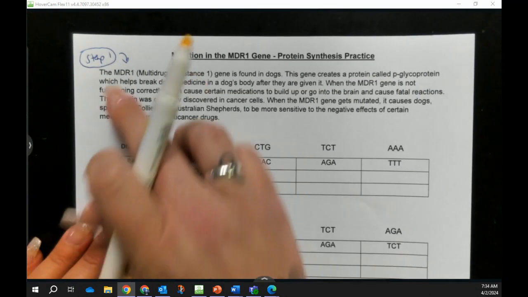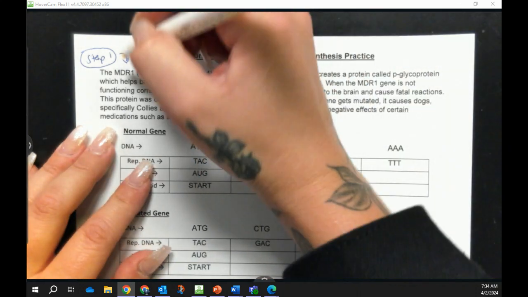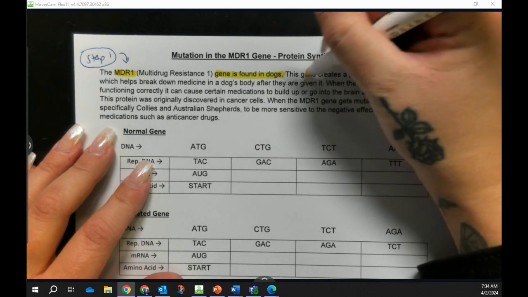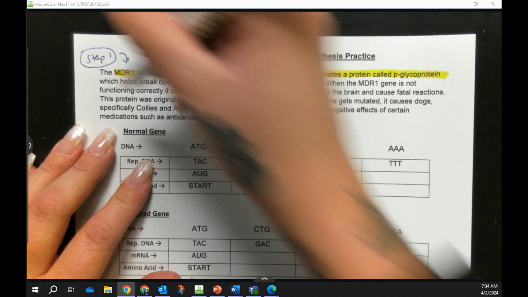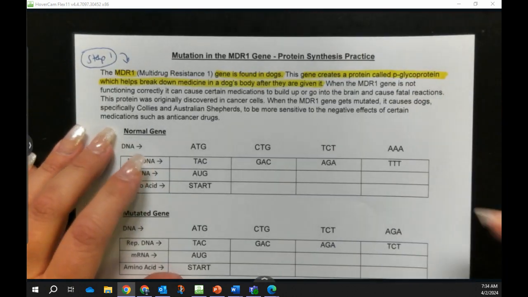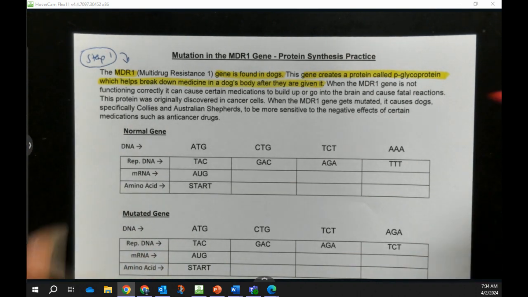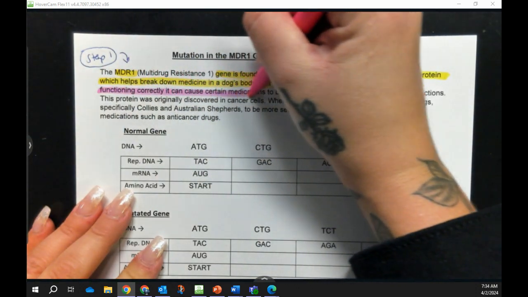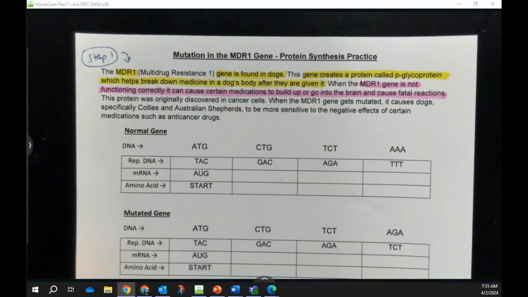So the reading states, the MDR1 multi-drug resistance 1 gene is found in dogs. So this is our gene and it's found in dogs. This gene creates a protein called P-glycoprotein, which helps break down medicine in dogs' bodies after they are given it, okay? When the MDR1 gene is not functioning properly, it can cause certain medications to build up or go into the brain and cause fatal reactions.